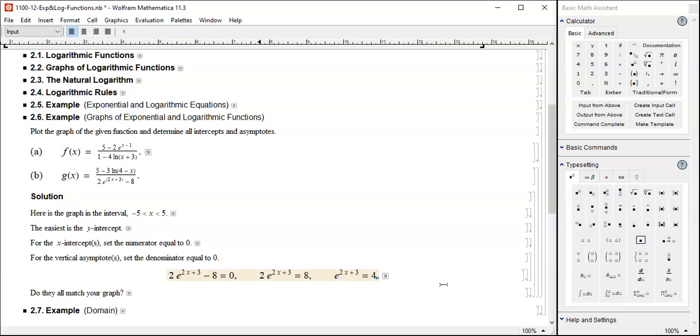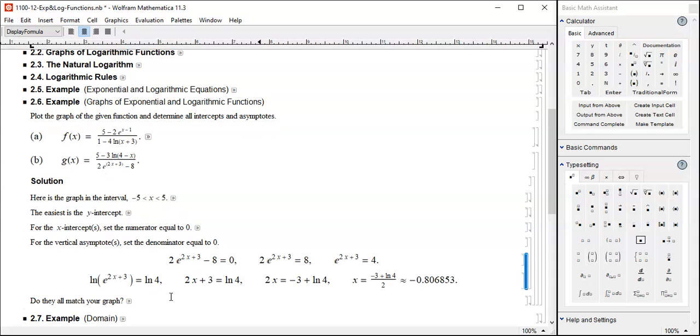Flip 8 to the other side and divide by 2, so we get exponential is equal to 4. And then we can remove the exponential by taking the inverse function. Take the log of both sides, and here we go. 2x plus 3 is equal to log of 4. Solving for x, not bad.